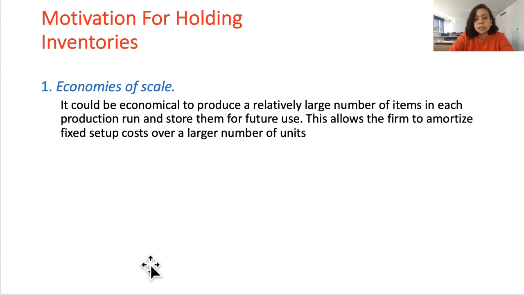So the companies prefer to produce enough products to justify this setup cost. I mean, when they produce in higher amounts, they decrease the setup cost, but the inventory holding cost increases. So there should be a balance between this inventory holding cost and setup costs.